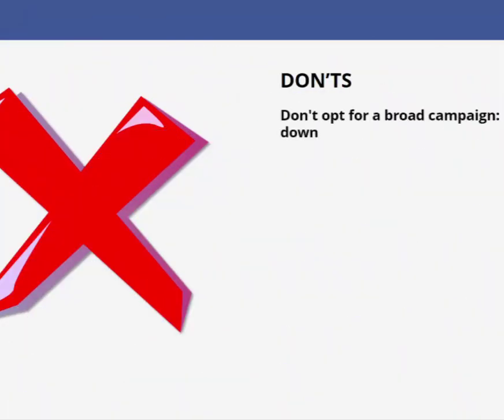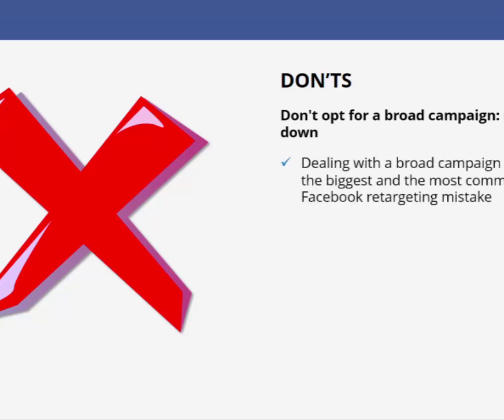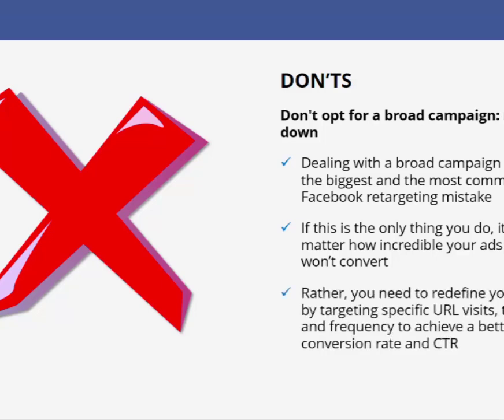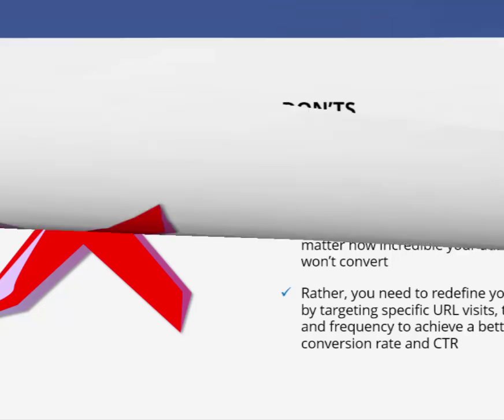Don't opt for a broad campaign. Narrow it down. Dealing with a broad campaign is probably the biggest and the most common Facebook retargeting mistake. A typical retargeting campaign targets every site visitor in the last 30 days. If this is the only thing you do, it doesn't matter how incredible your ads are, people won't convert. Rather, you need to redefine your audience by targeting specific URL visits, time on site, and frequency to achieve a better conversion rate and CTR.